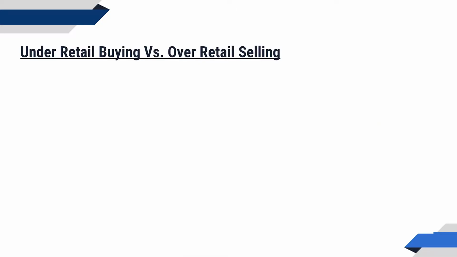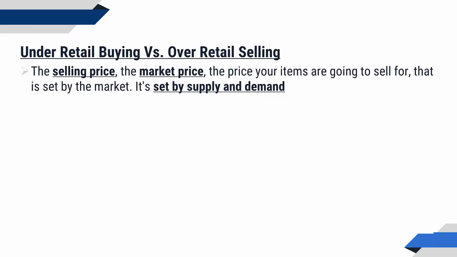We've talked a little bit about minimizing costs in the past, and you want to just refresh everybody's memories about under retail buying versus over retail selling, Chris? Oh, of course, because guys, the selling price, the market price, the price your items are going to sell for, that is set by the market. It's set by supply and demand. Those are the only things that are going to affect price on the marketplace. So you can't do a lot to mess with that.